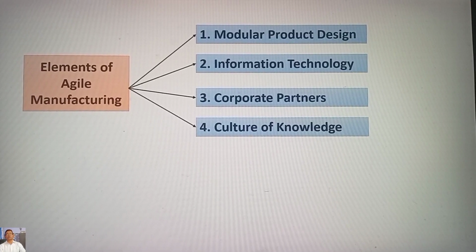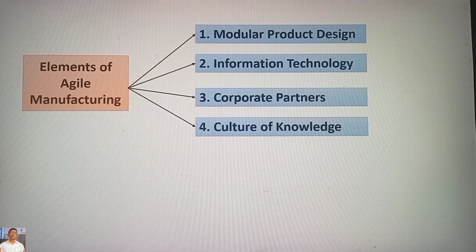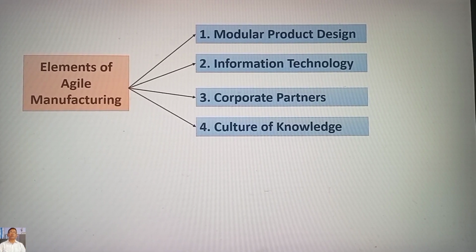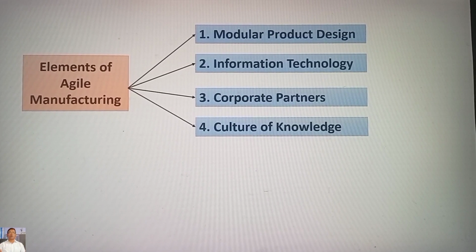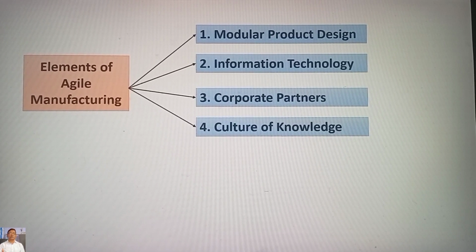Elements of Agile manufacturing. First, modular product design. Second, information technology. Third, corporate partners. And fourth, culture of knowledge.